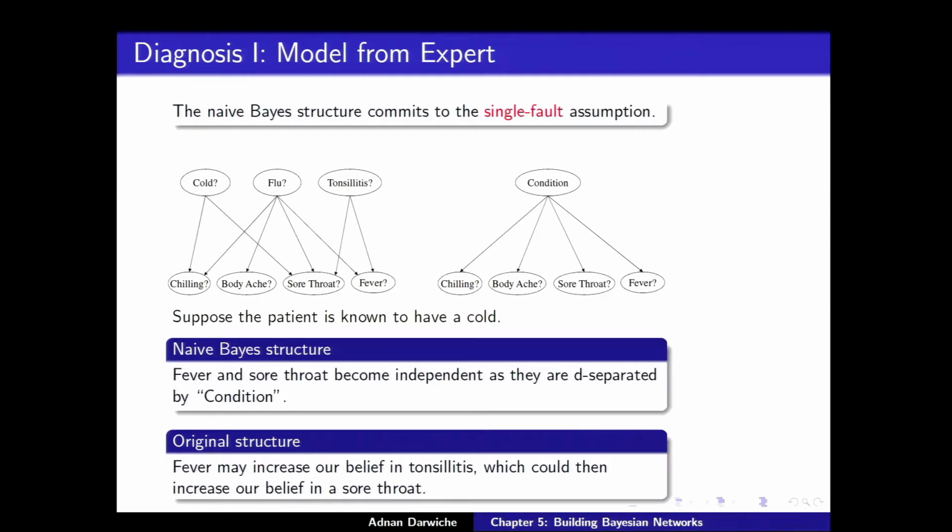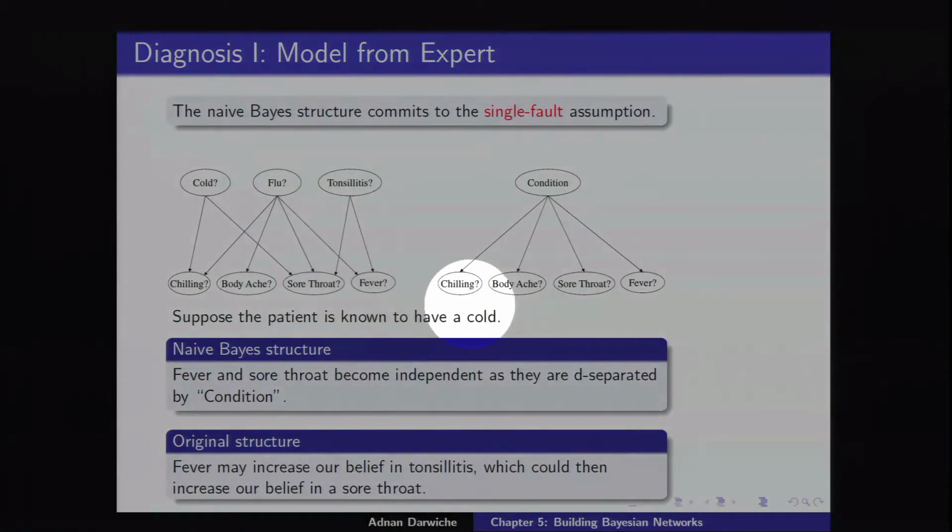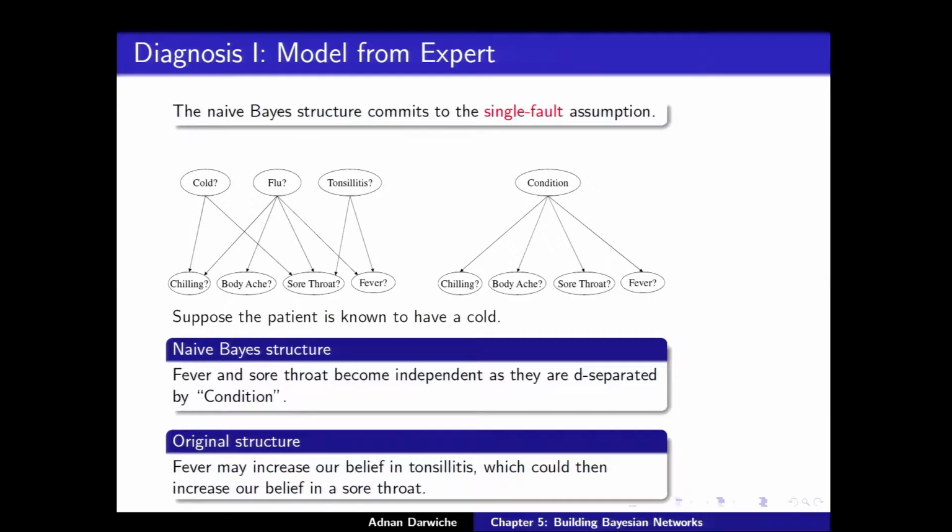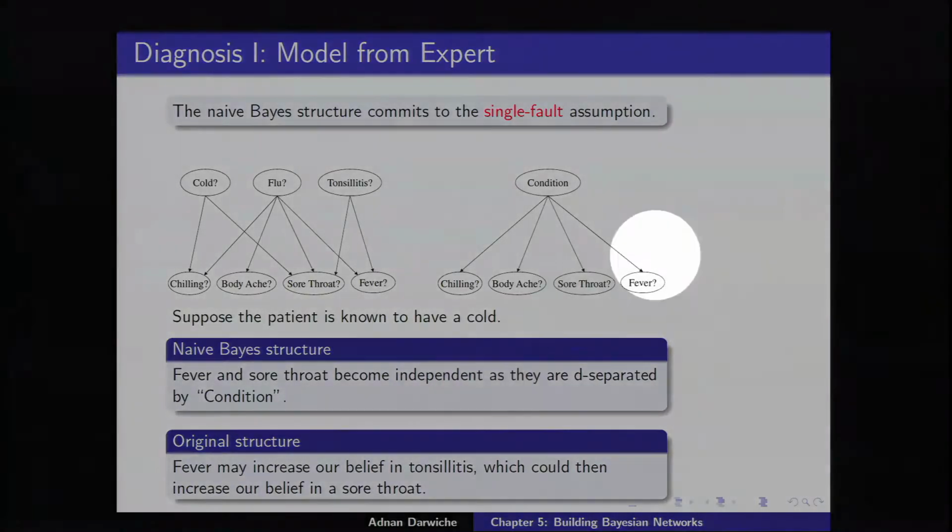But let's see some differences as well, and help us also practice this separation. Suppose the patient is known to have cold. What happens in the naive Bayes structure? Fever and sore throat become independent, correct? We know that from the properties of naive Bayes. Now, what happened here? Fever may increase our belief in tonsillitis, and that may increase our belief in sore throat. See, look at the structure here. There is no independence. Okay, this is one distinction.